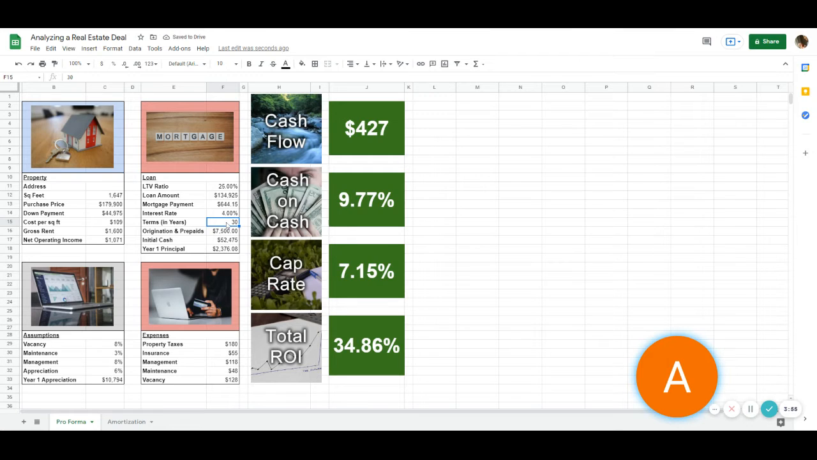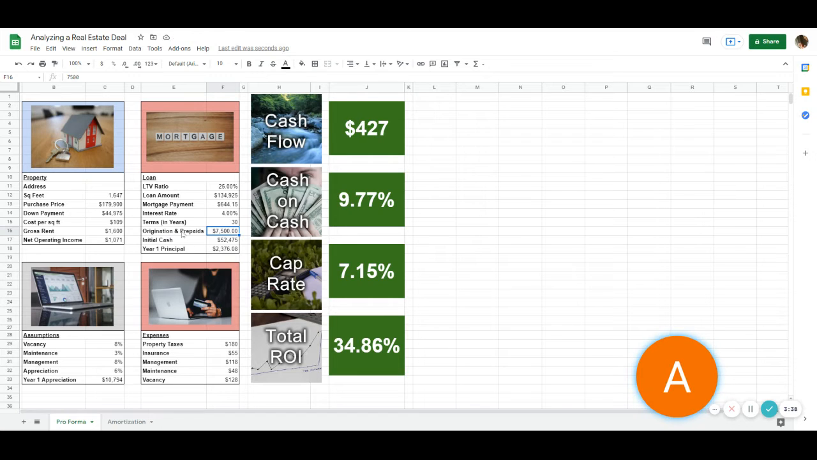And your terms, I set it for a 30-year term, but obviously, sometimes you might get a 20-year loan, and that'll change your mortgage payment up here. Maybe it's a 15-year loan. Whatever you want, it'll change that mortgage payment number for you and impact all of your other numbers.